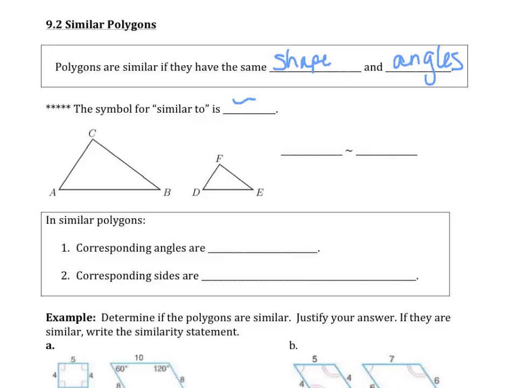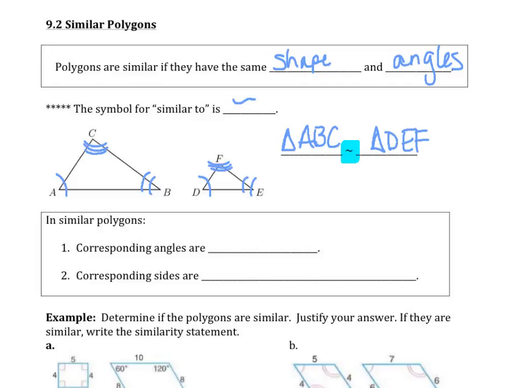All right, we are going to write that triangle ABC is similar. There's your symbol for similar right there. To triangle DEF. I'm going to go ahead and mark some angles here. These angles are congruent to each other. And then we've got angle C right here and angle F.